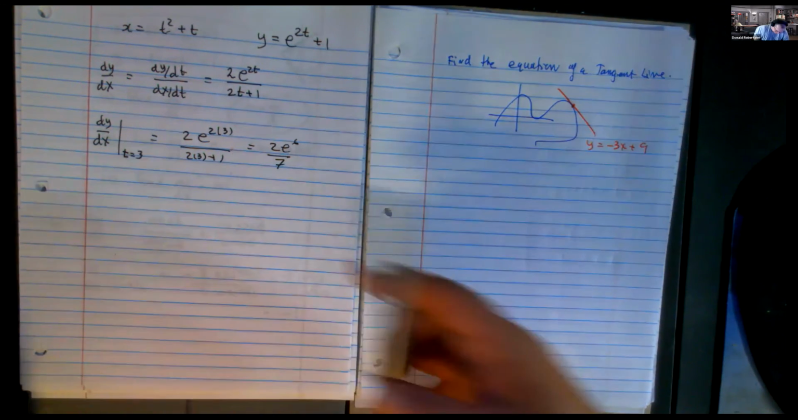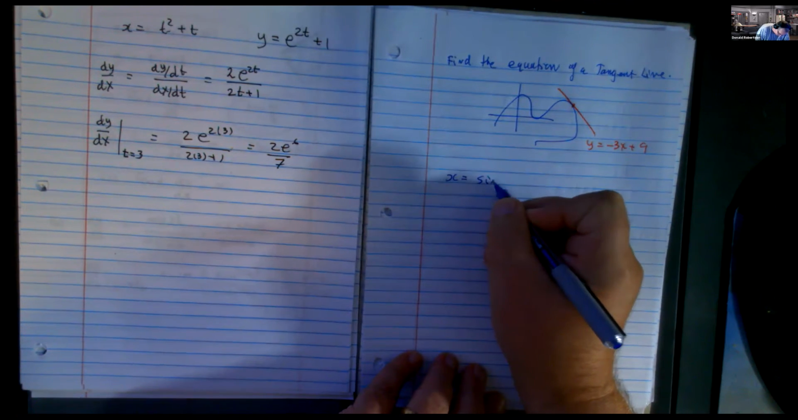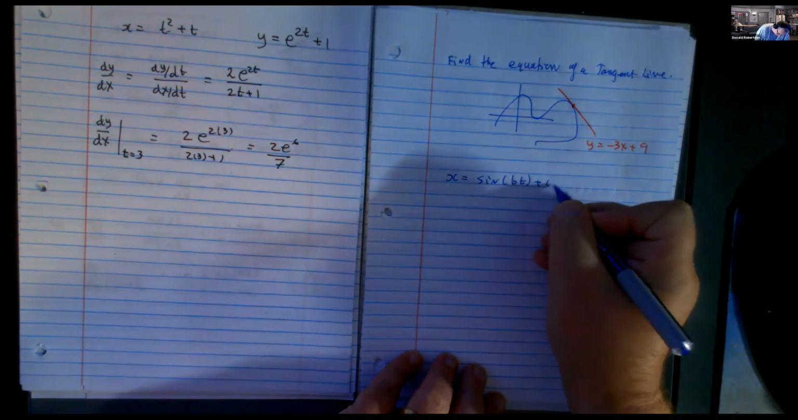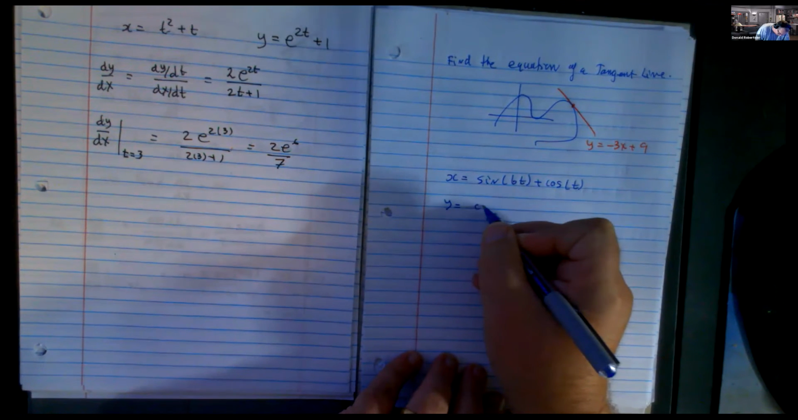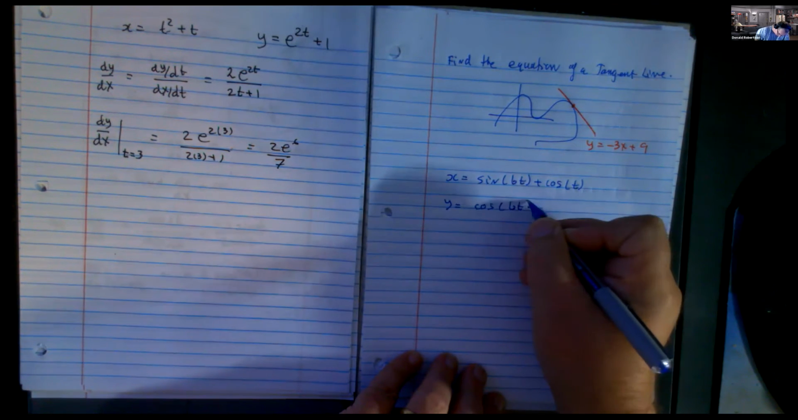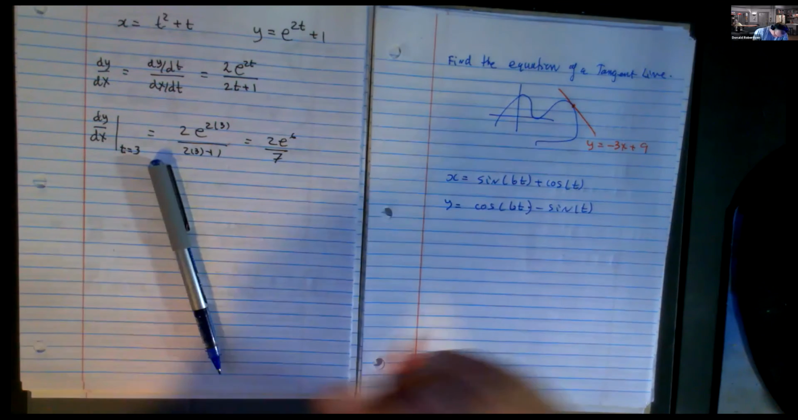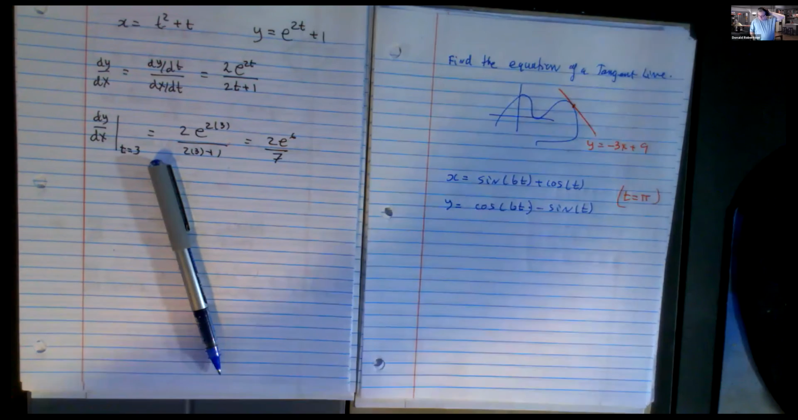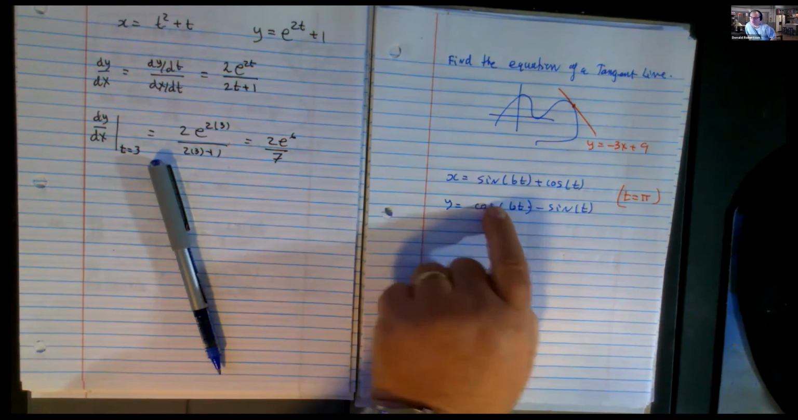So they're going to give me the equation, and the curve is x equals the sine of 6t plus a cosine t, and y is going to be the cosine of 6t minus a sine t. And they want to find the equation of the tangent line at t equals pi. Right, so that's your question. Find the equation of the tangent line to this parametric curve at t equals pi.